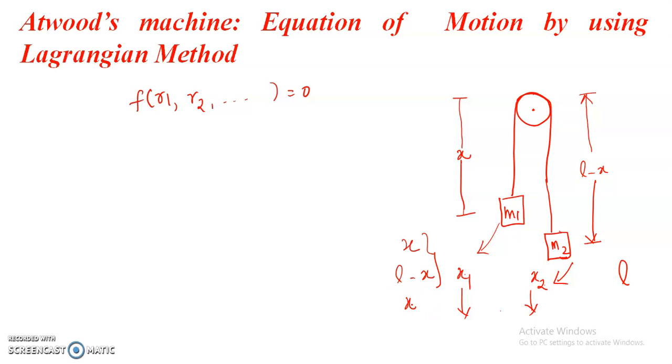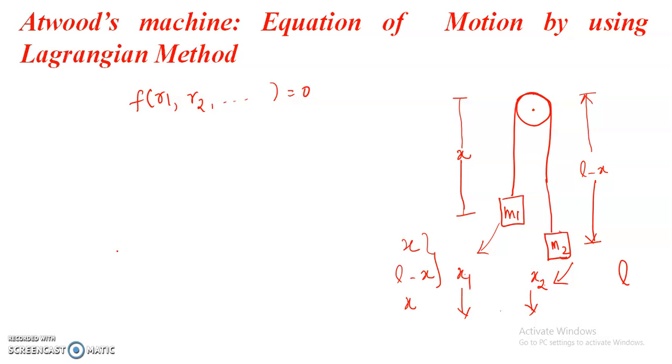So the constraint reduced the number of generalized variables in this problem. The constraint here is the length of the string. That length of the string reduces the number of variables from 2 to 1. So we have only one independent coordinate x.